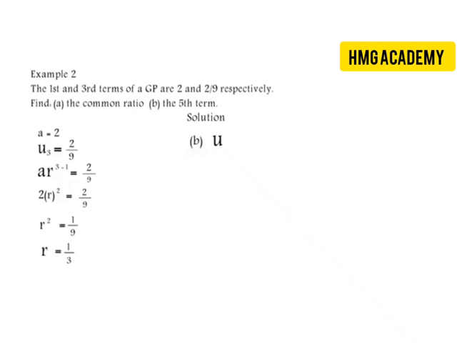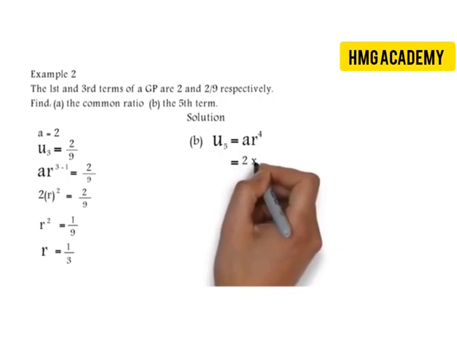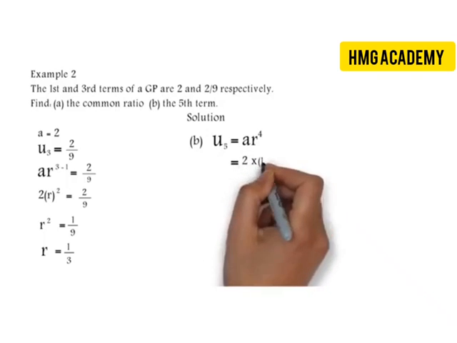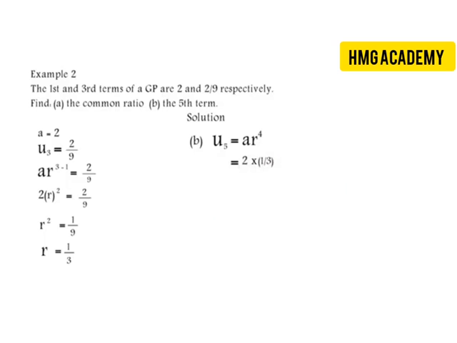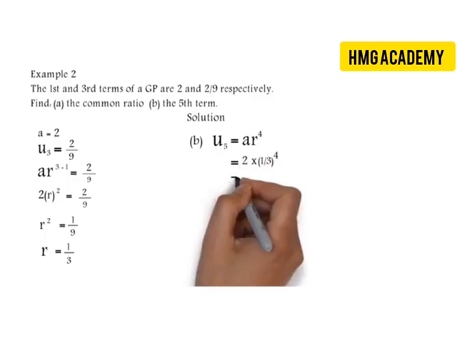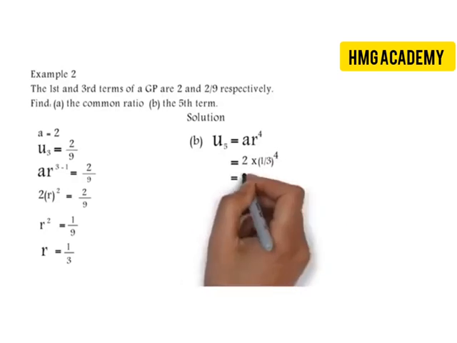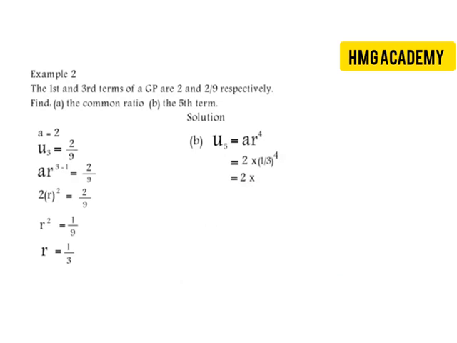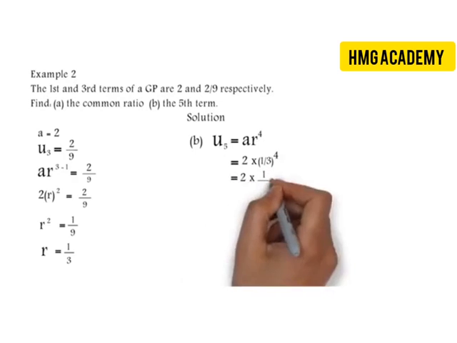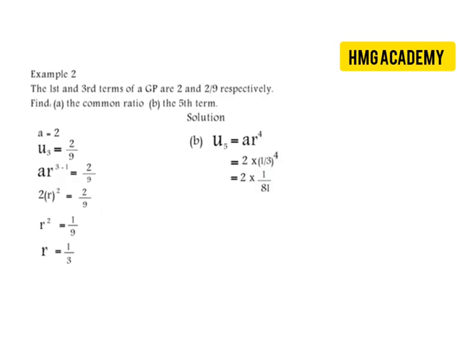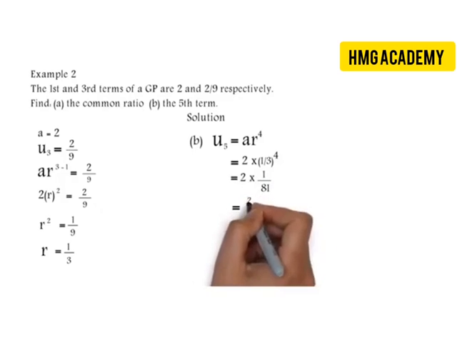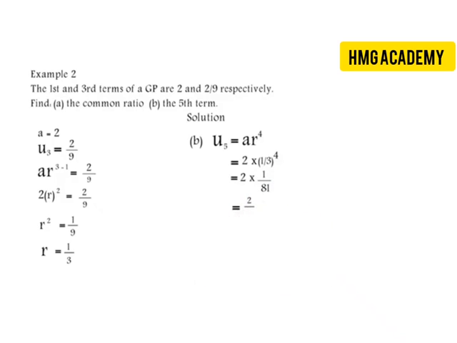So our u subscript 5 will be equal to ar raised to power 4. I hope you know where the 4 is coming from. That is 5 minus 1. So our a, which is first term, is 2 times our r, 1/3, raised to the power of 4. So let's simplify further now. So we have 2 times 1 raised to the power of 4 is 1, and 3 raised to the power of 4 is 81. So finally we have 2 times 1, which is still 2/81. So the 5th term is 2/81.